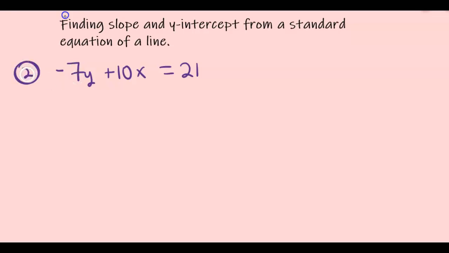Okay, so let's look at example 2. We have negative 7y plus 10x equals 21. This is in the standard form, so we have to rewrite it to look like y equals mx plus b. So here we need to get rid of this plus 10x, so we want to make it 0. We will subtract an equal amount, so it's going to be negative 10x.